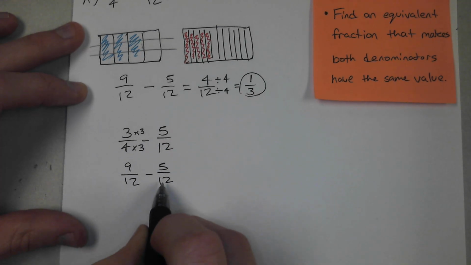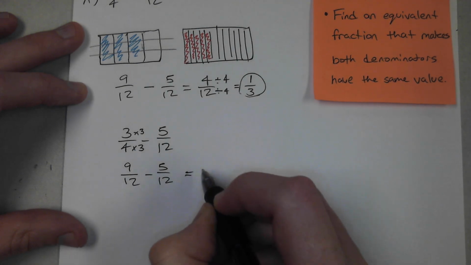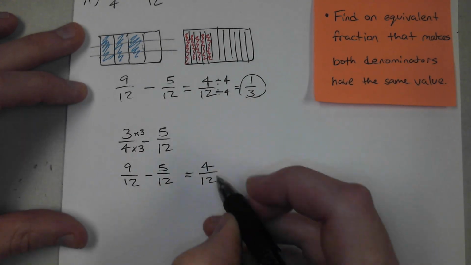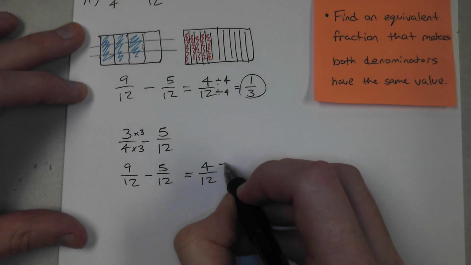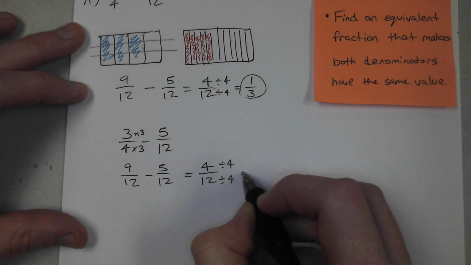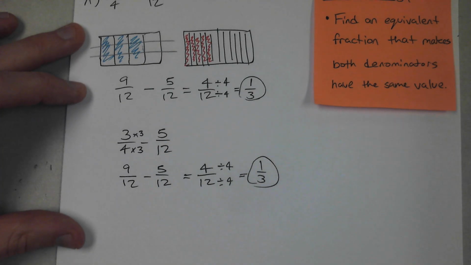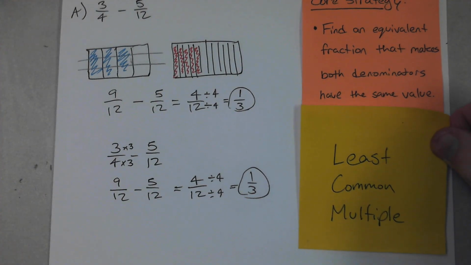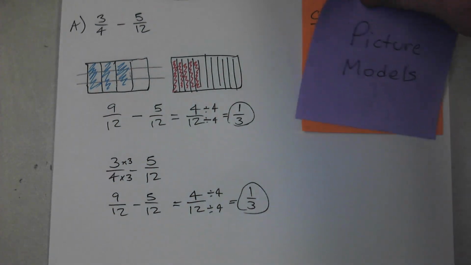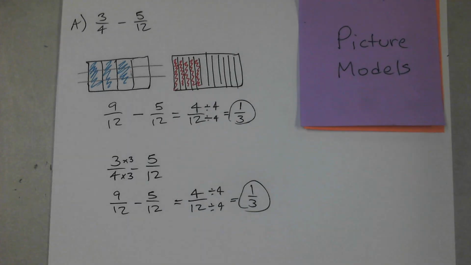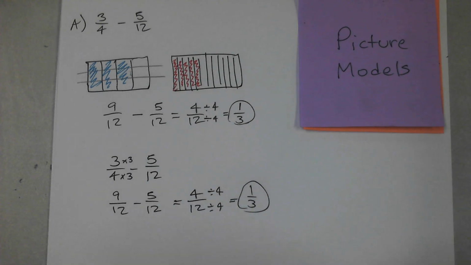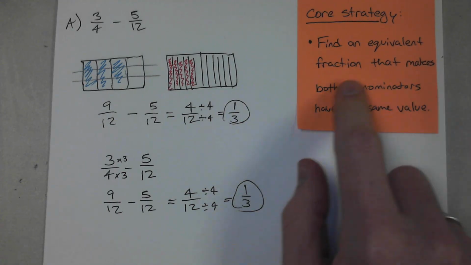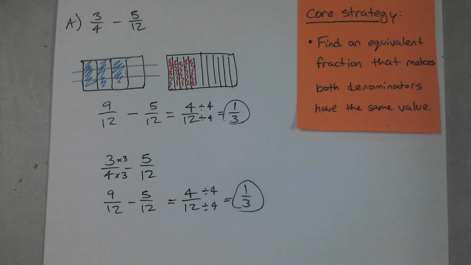Now I have a problem with equivalent denominators. And of course, if you're looking carefully, it's the same problem as above. Therefore, I can get 4/12. I can divide by a factor of 4. I can get 1/3, just as I did. The least common multiple, or the common multiple method, is much more efficient than the picture model method. However, both of them work. Both models, both strategies will help us to find an equivalent fraction that makes both denominators have the same value.